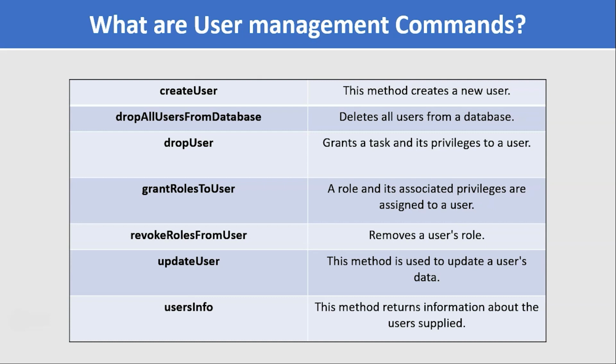It is basically assigning a role and its associated privileges to a user. And next we have revokeRolesFromUser, which is used to remove the access of the user role that we have given earlier. Next, we have updateUser. This method is used to update a user's data. And finally, we have usersInfo. So if you want to return the information of the users that you have created, you can use usersInfo. These are some of the major user management commands that we use in the database.